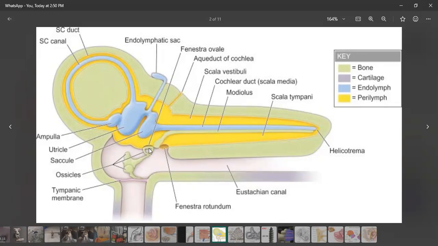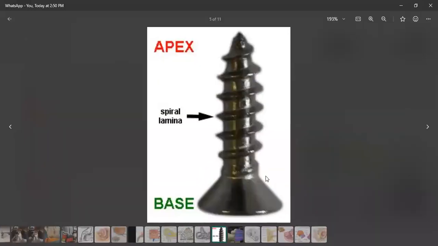The cochlea will spiral around the modiolus. Here we have the cochlea straightened out just to show how it's connected to the modiolus. But how it actually is in our ear, the cochlear duct will spiral around it. That's a diagram to show that. So this is the modiolus projecting into the inner ear.